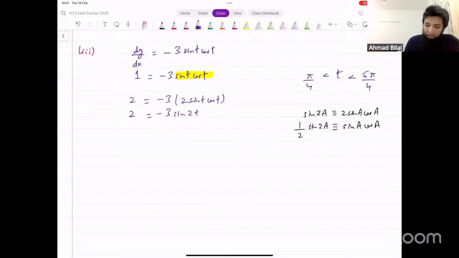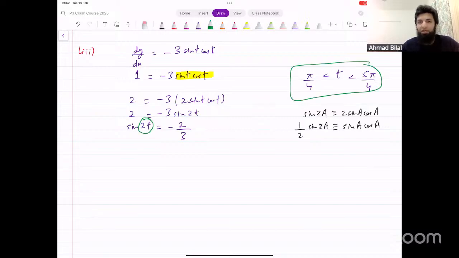All right. And now this becomes sine of 2t equals minus 2 over 3. And now we need to solve this equation. How do we solve this equation? Remember, the angle is 2t now, and the interval that we're given is for t. So we also have to adjust that interval.